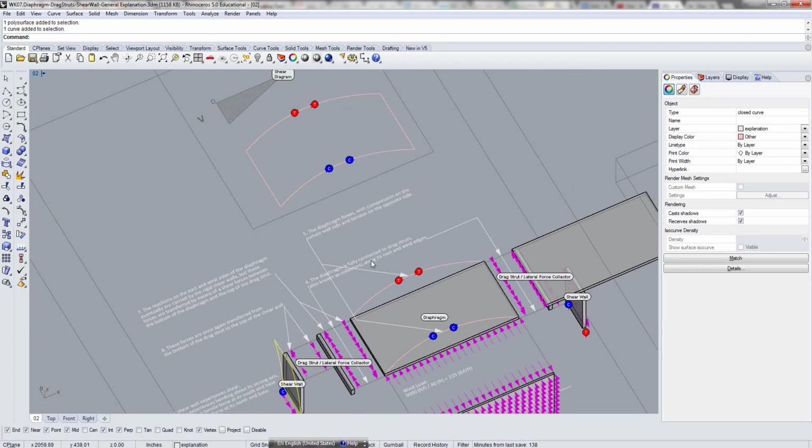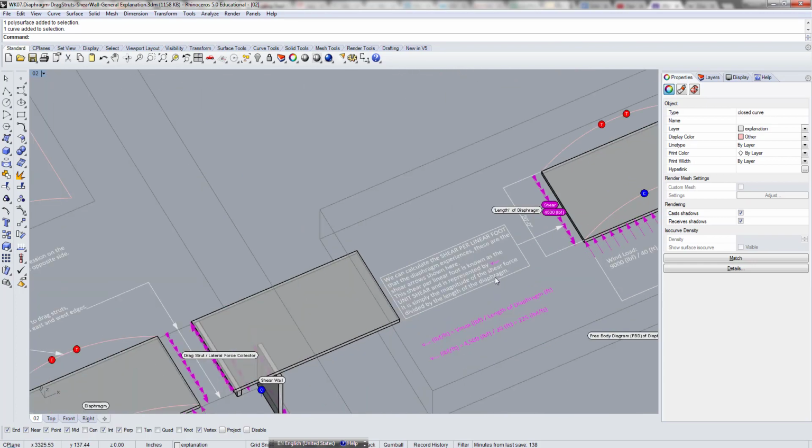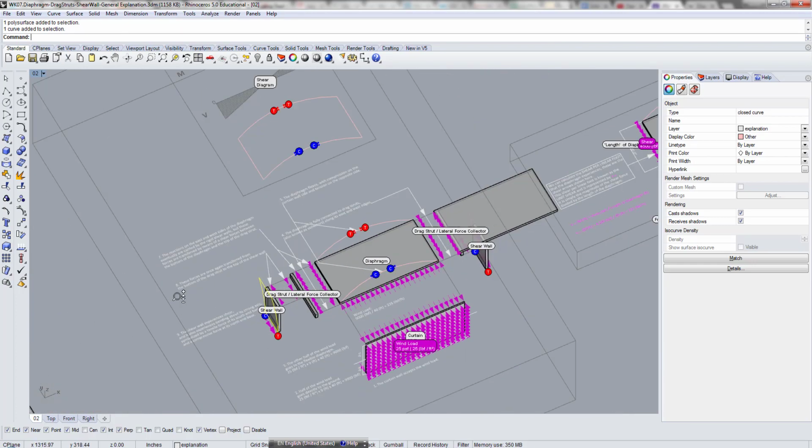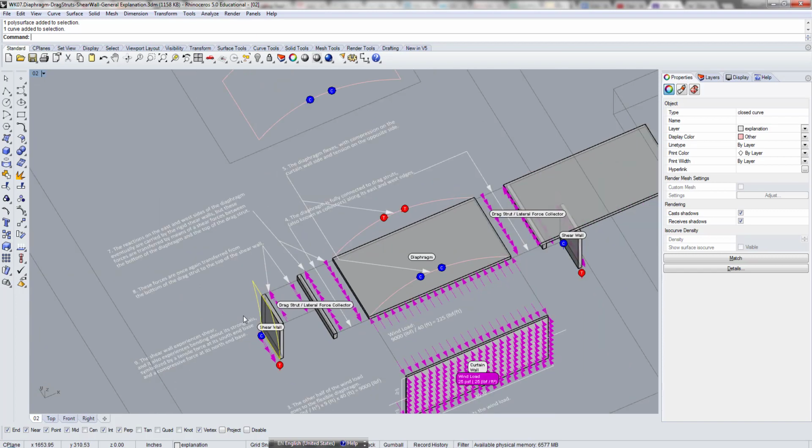So that's kind of how a shear wall resists the lateral force and why it's called a shear wall and so on and so forth. Does that make sense? Yeah.